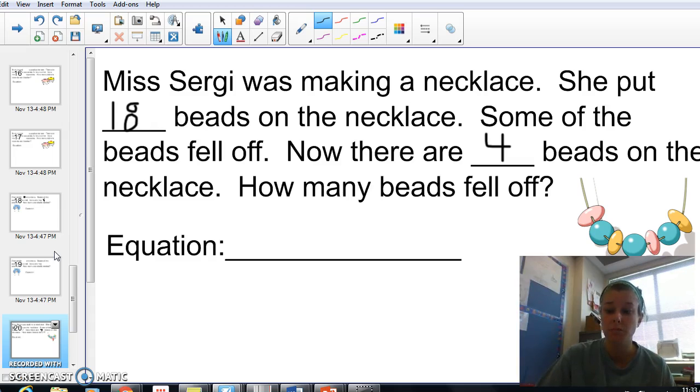Again, when you're done, put your name at the top of your paper. It should be in your notebook. Tear out the notebook paper and turn it into the tray so I can see that you were working on these the entire time. Good job!